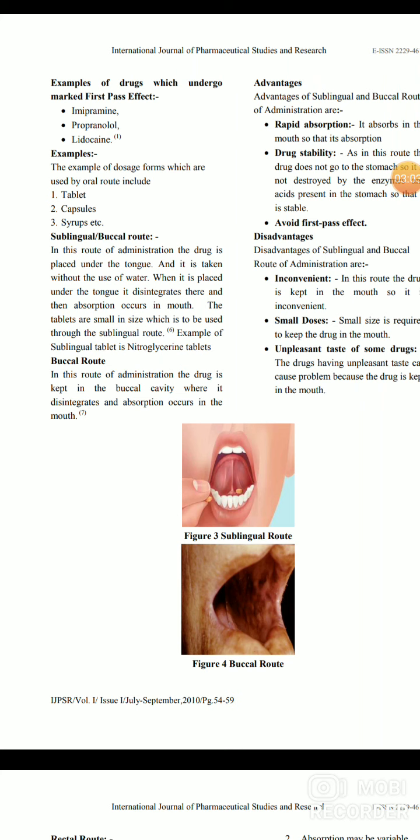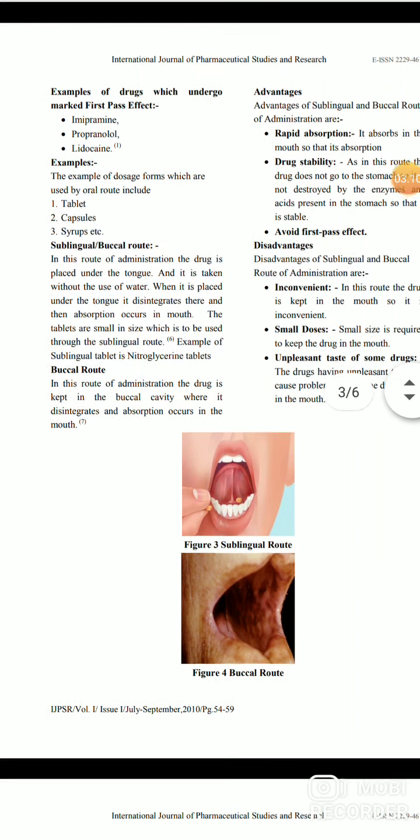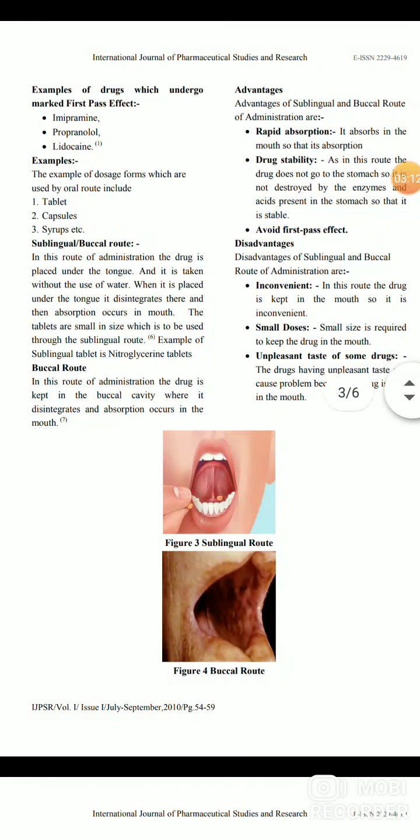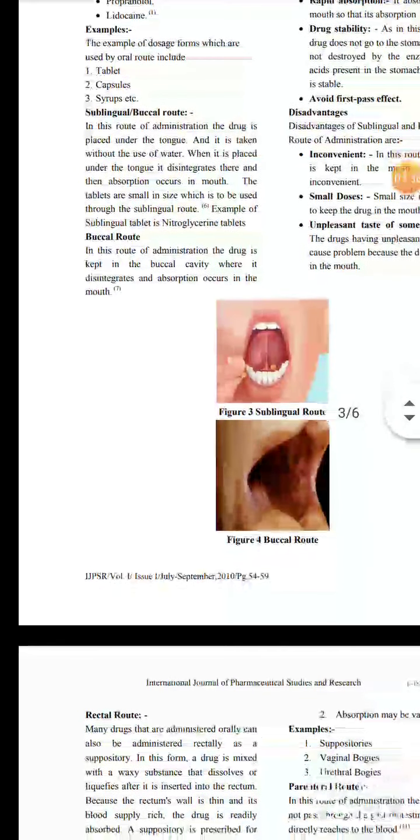In the buccal route, the drug is kept in the buccal cavity, where it disintegrates and absorption occurs in the mouth. The advantages of the sublingual and buccal routes are rapid absorption and drug stability. They avoid the first pass effect. But the disadvantages are that it is inconvenient to keep the drug in the mouth, only a small size can be used, and drugs having an unpleasant taste cause problems because the drug is kept in the mouth.